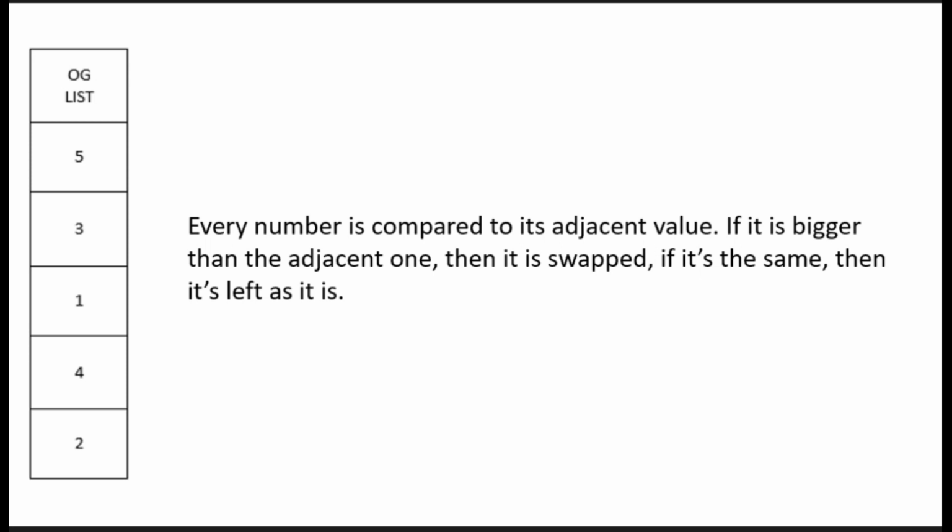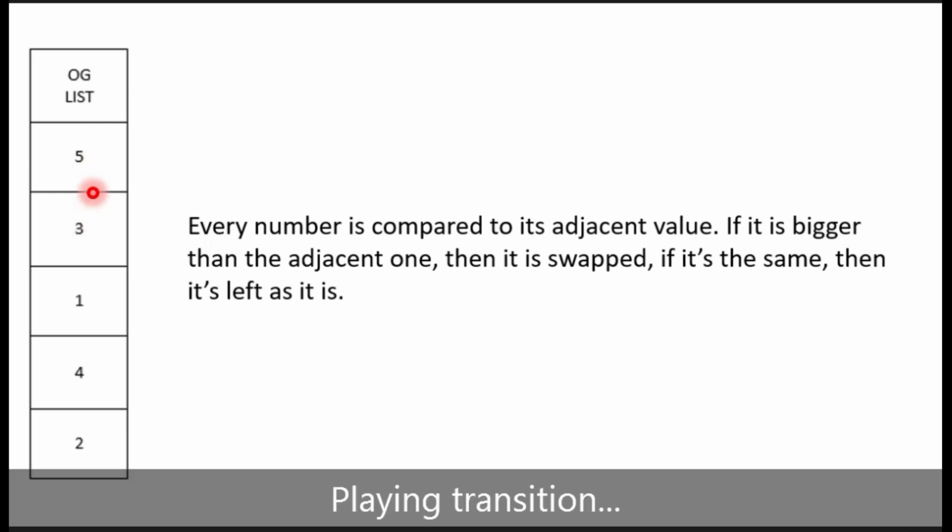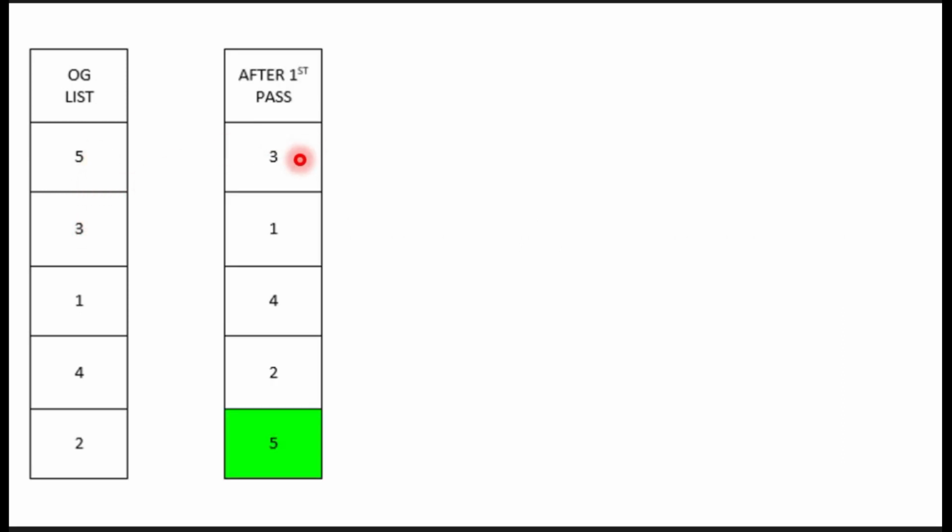So first, we're going to start with 5. We check that 5 is bigger than 3, so we swap them. So that goes down, and then 5 and 1 it goes down again, 5 and 4 goes down again, and 5 and 2 goes down again. So by the end we have 5 at the bottom of our list, but the rest of the values are still not in order.